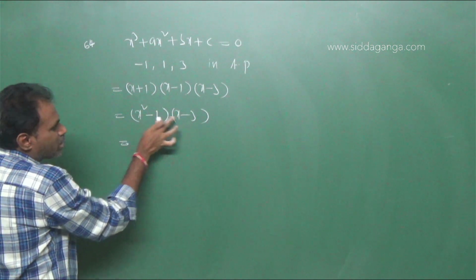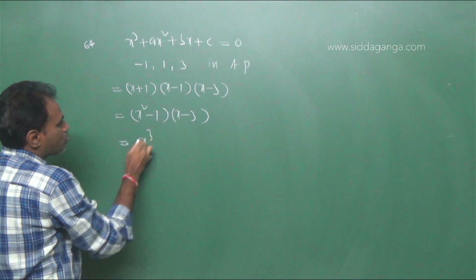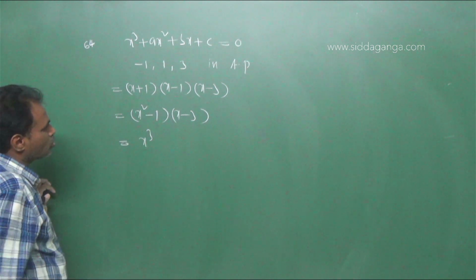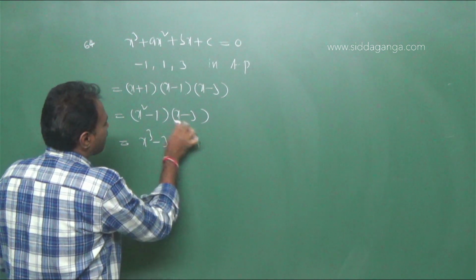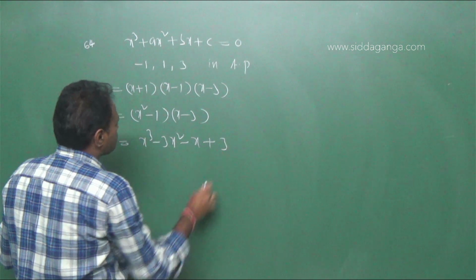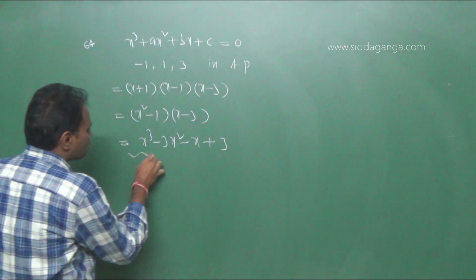Therefore, x square into x is x cube, x square into minus 3 is minus 3x square, minus x and plus 3. Now compare these two equations.